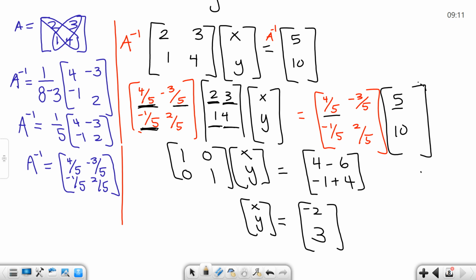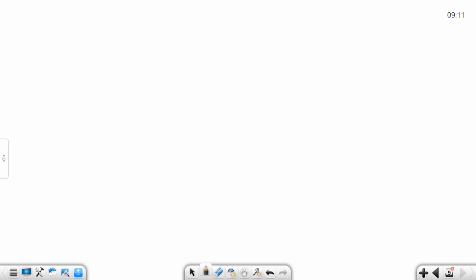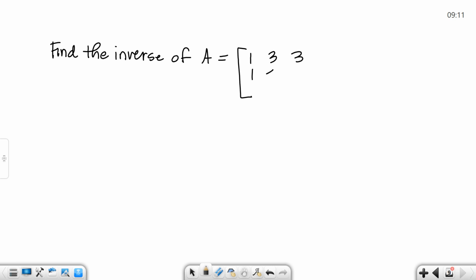Inverse. So all of those so far have been 2 by 2 matrices. But what happens when I ask you to find the inverse of a 3 by 3? Okay, there's no shortcut for this one. It's just bad. I'll just frankly be honest with you. It's a lot of work.